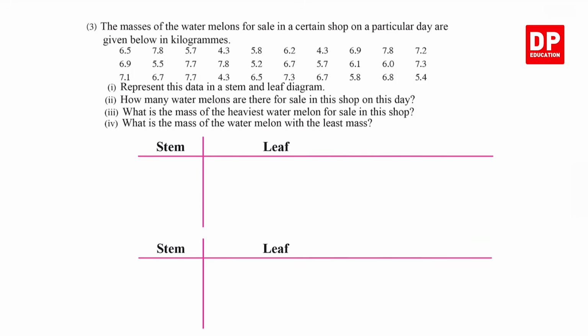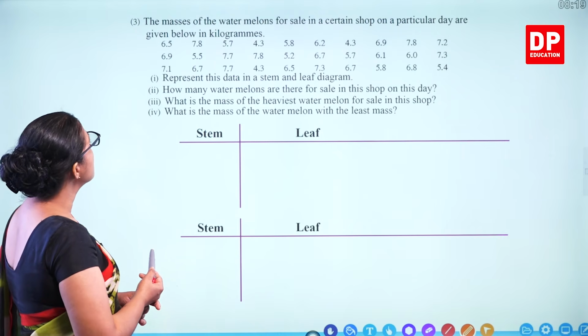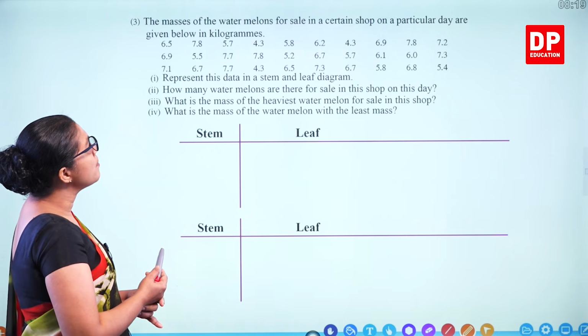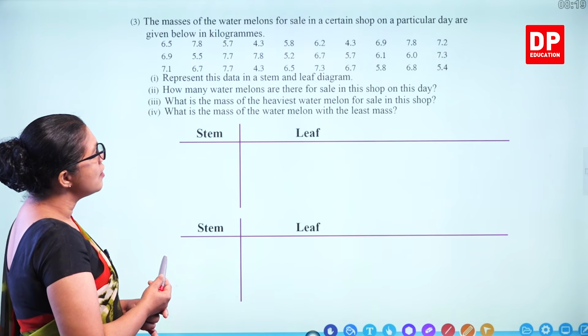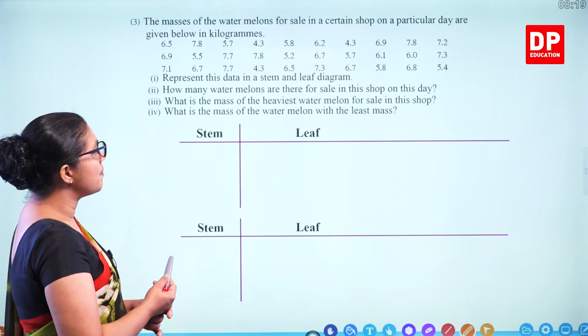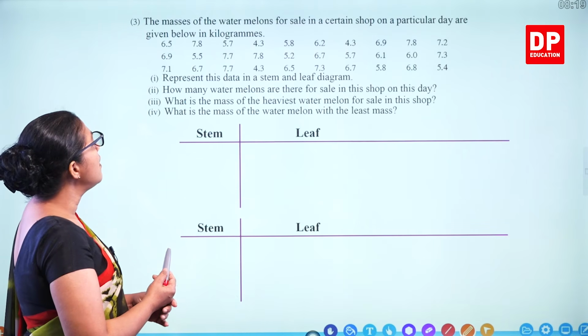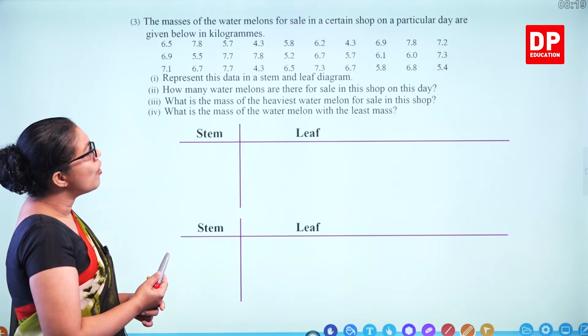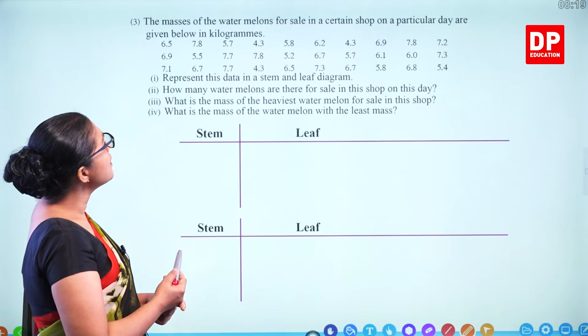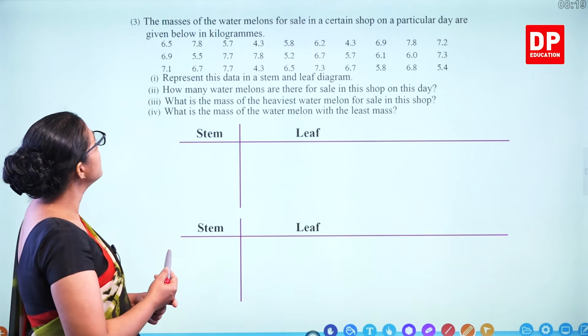The masses of the watermelons for sale in a certain shop on a particular day are given below in kilograms. So those are decimals. Represent this data in a stem and leaf diagram. How many watermelons are there for sale in this shop on this day? What is the mass of the heaviest watermelon for sale, and what is the mass of the watermelon with the least mass? So first identify the stem values.